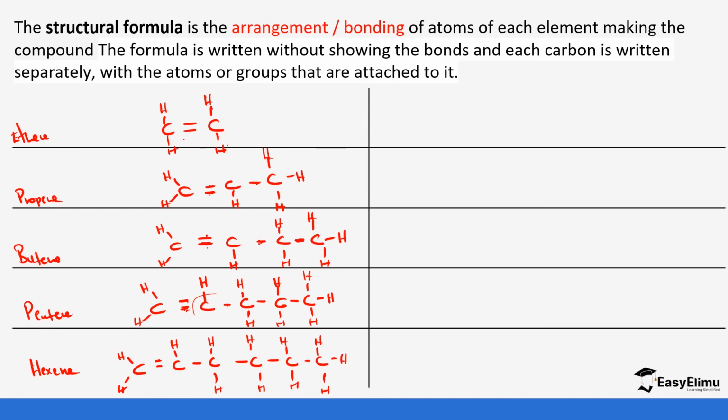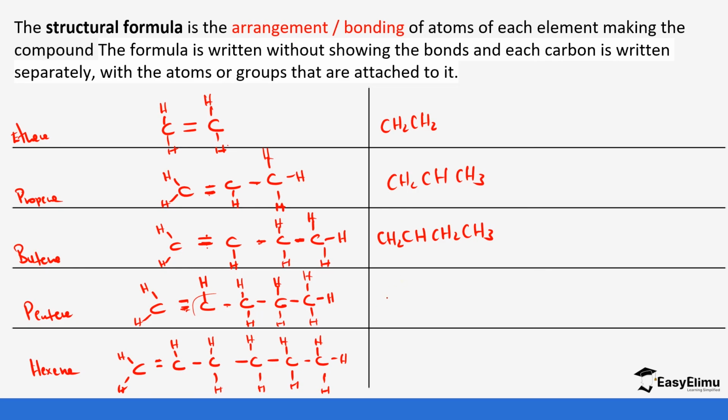So we remember we said the structural formula can also be condensed. So we can show how they're arranged, but in a condensed manner. So in case we condensed the ethene, we would write it as CH2, CH2. For propene it would be CH2, CH, CH3. That's how it looks like. For butene, it would be CH2, then CH, then CH2, then CH3.